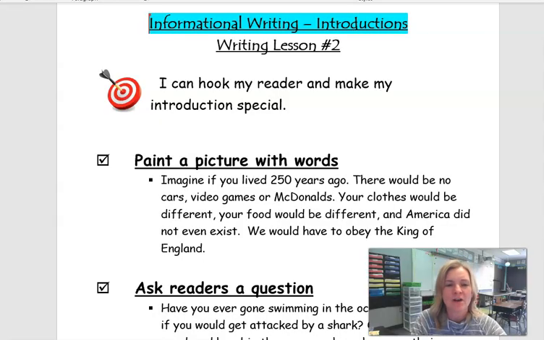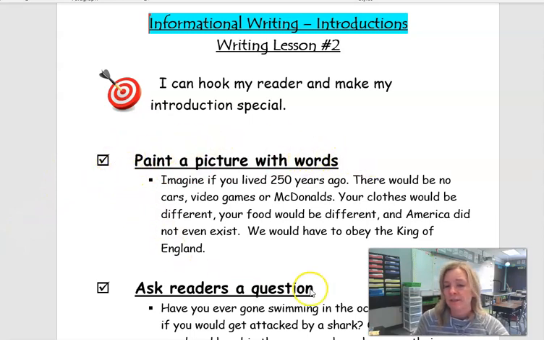So here's our learning target today. Today we are going to learn how to hook my reader to make your introduction really special. And here I'm going to teach you 3 different ways that you can do that. And then I've given you some examples. So the first way you can make your introduction really special is by painting a picture with words.